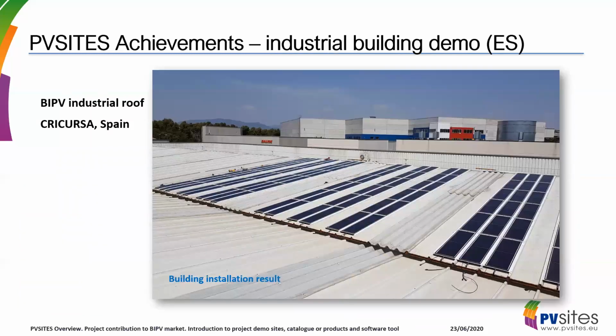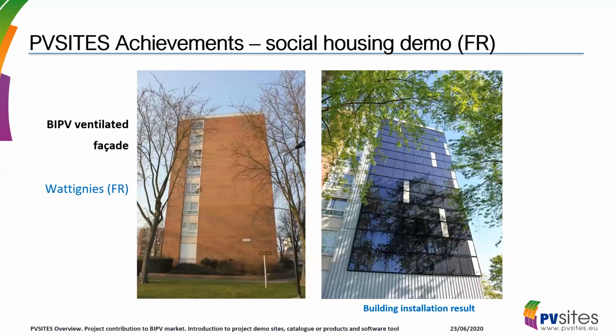This is an industrial building in Spain, in Cricursa. It's a glass manufacturer, a curved glass manufacturer. This solution is also provided by Frison. These are roofs on membranes covering the roof, a very lightweight solution, very easy to install. So the advantages are, I think, very clear.